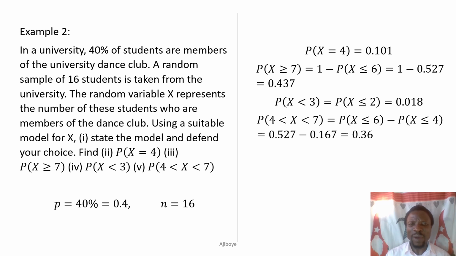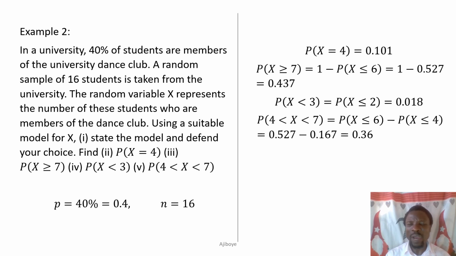Then for Roman figure 3, I beg your pardon, Roman figure 4, P of X less than 3 will be equivalent to P of X less than or equal to 2. If you go back to the previous slide, you'll be able to understand how this general rule applies, how we're able to say that probability of X less than 3 is equivalent to probability of X less than or equal to 2. And if you read that from the cumulative distribution values, this will be equivalent to 0.018.